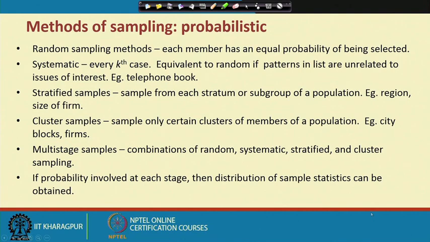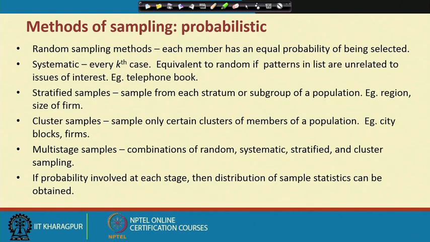So, methods of sampling again. Compared to the previous ones, this is the probabilistic situation, and in most cases we use probabilistic samples for empirical testing. Like in the previous lecture, we discussed the concept of random variables. Here also there is a structure called random sampling. Each member has an equal probability of being selected, right.